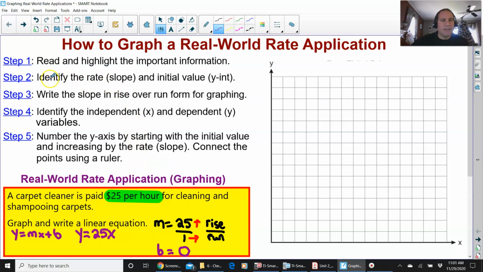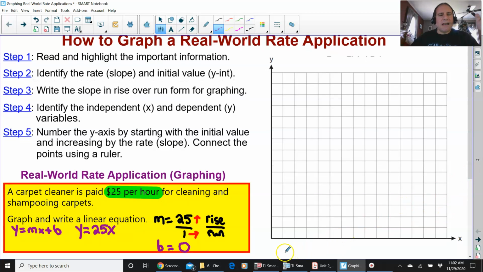Let's go ahead and we identified the rate and the slope. The rate, slope, and initial value. It says write the slope in rise over run format when graphing. That's good. Step 4, identify the independent, the x, and the dependent, the y variables. So what I'm just going to tell you is that the independent along the x-axis is usually time, some sort of time where you have months, years. You could have hours, minutes, anything. In this case, it is per hour. So if it's per hour, I'm going to put hours down here.